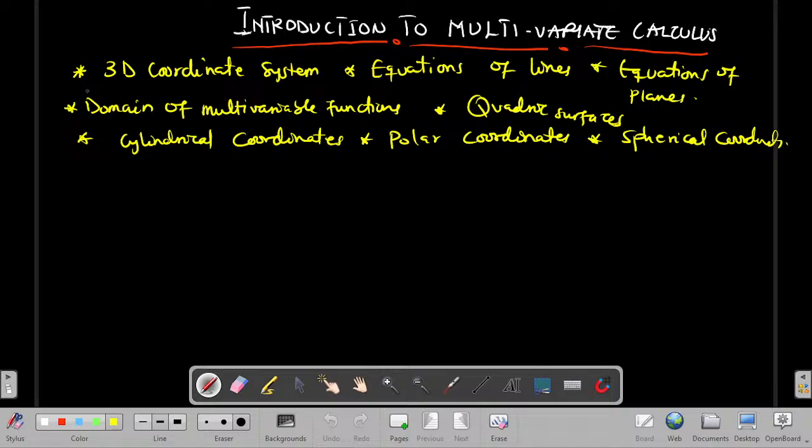So we'll be doing the 3D coordinate system, a touch on equations of lines and equations of planes, domain of multivariable functions. Then we have quadratic surfaces, cylindrical coordinates, polar coordinates, then spherical coordinates, and that'll be all for this tutorial. I'm going to wrap up quickly since equations of lines and equations of planes are all revision from algebra. I wouldn't spend much time, so I'm going to rush through.